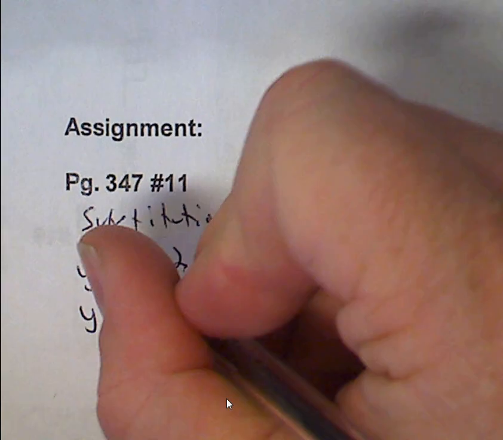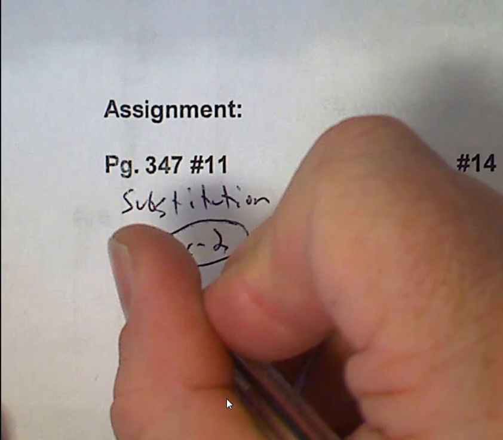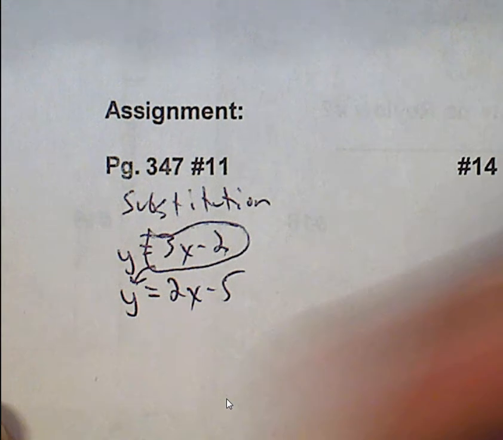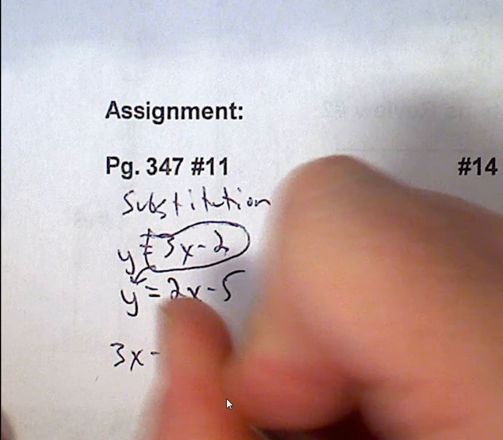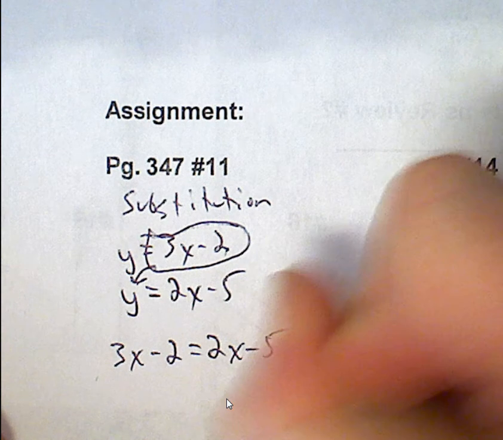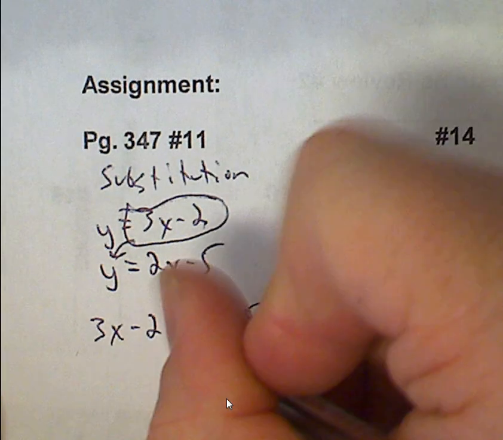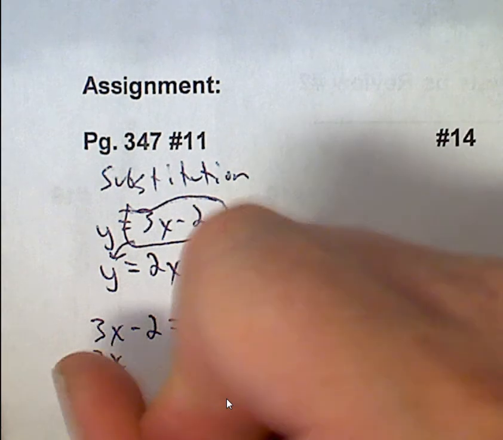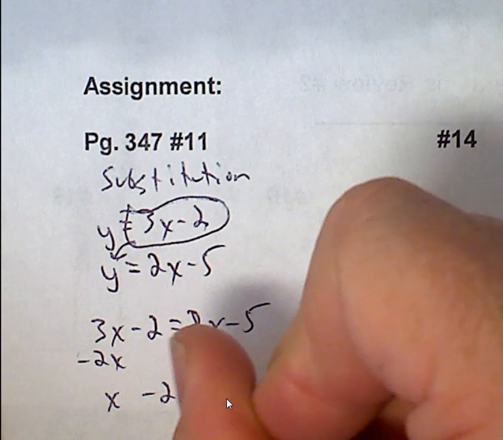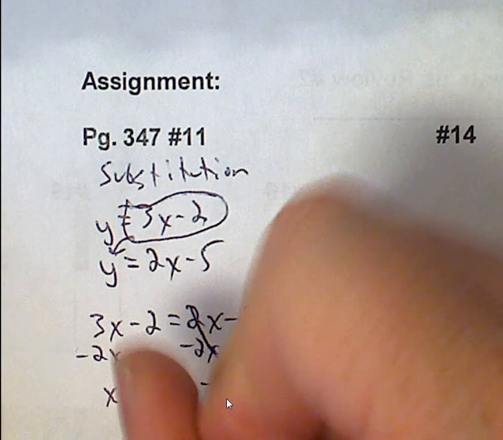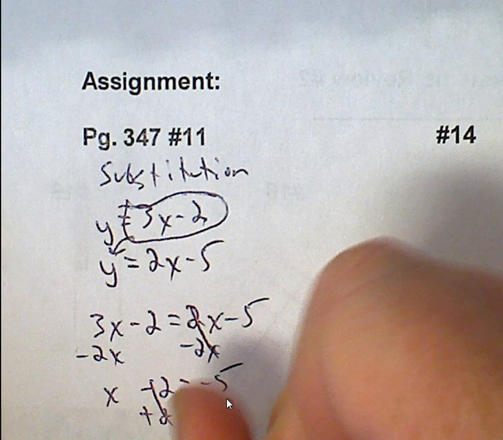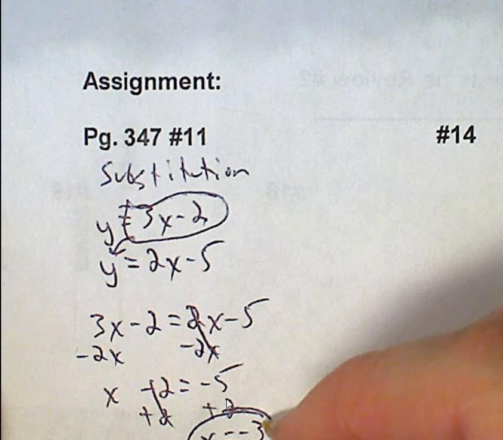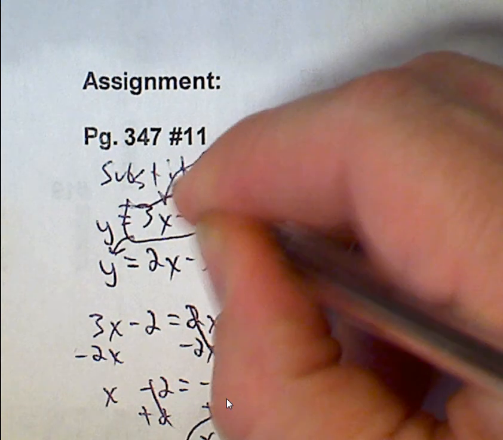Well, the y is already by itself, so I'm going to take this y and substitute it in for the other y. So this would be 3x minus 2 equals 2x minus 5. I'm going to get rid of my variable on one side. That becomes x minus 2 equals negative 5. I'm going to add 2. X becomes negative 3.